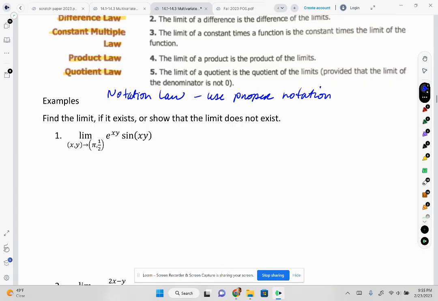If that doesn't work, then we see if algebra is our friend. If that doesn't work, then we start using the paths. And that's your order, okay?